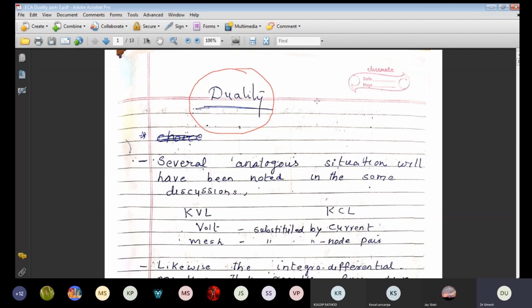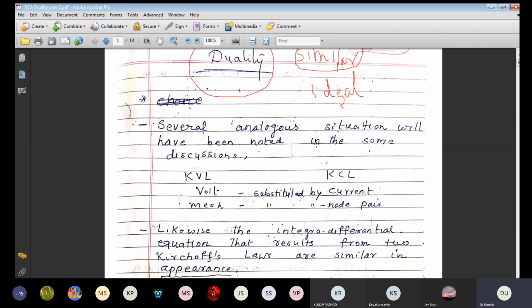If I say both are similar, there are two words: similar and ideal. Similar is the word in which the format of the equation is the same. Ideal means both are exactly similar, exactly equal. First of all, I have to explain the basics of duality.